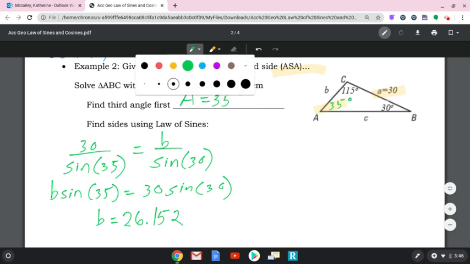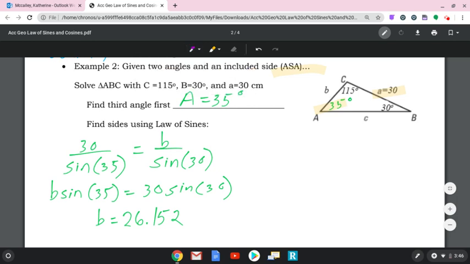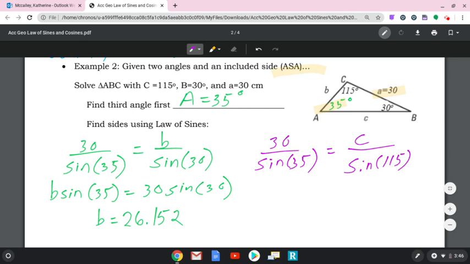So the next thing we're going to look at, let's take a look. Now let's find C. I'm still going to use that A, that 30 over sine of 35, because I don't have any long decimals in that ratio. So it makes it easier to work with. And I'm going to set that equal to C over sine of 115.